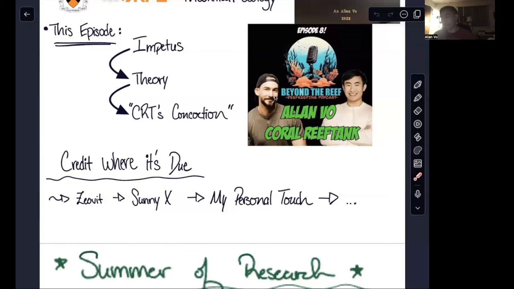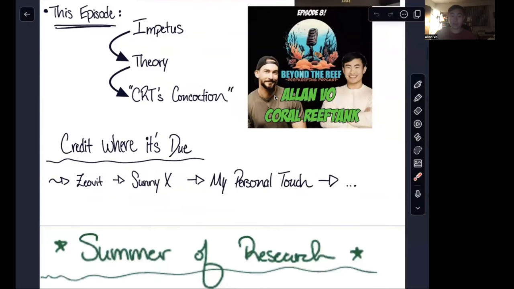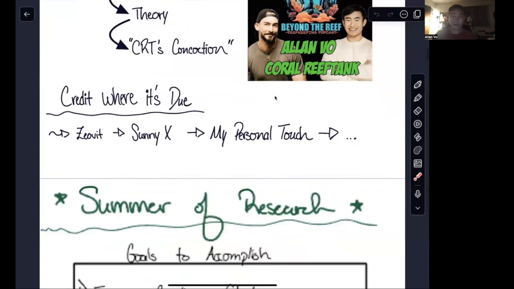And the impetus behind this was seeing how Sunny X's reef was so productive in such a short amount of time. Sunny's a big proponent of bacteria, a big bacteria-driven reef guy, and I really took a lot of inspiration from his approach. And with that, I thought there could be some improvements here and there, more so in terms of nutrition. And with a little bit of my personal touch, here we go.